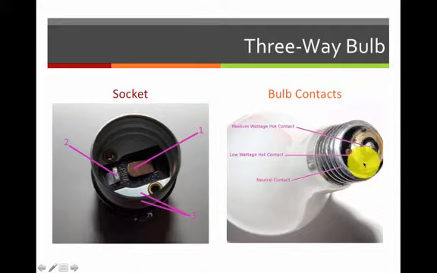Typically speaking, this will all be insulator from the hot contact for the medium all the way out to the neutral. This low wattage contact makes contact with number 2 over here, which helps to create a secondary switch. So really what we have here is a special socket, a special bulb, and a special switch to make a three-way light or lamp work. It really is a very unique scenario.